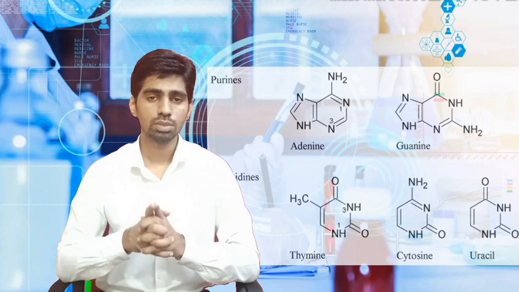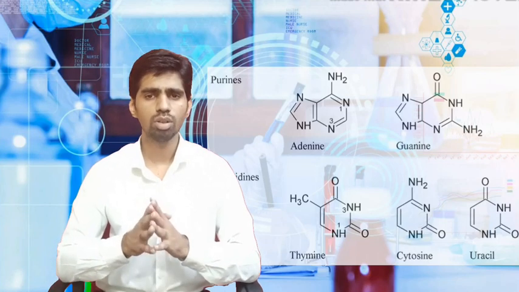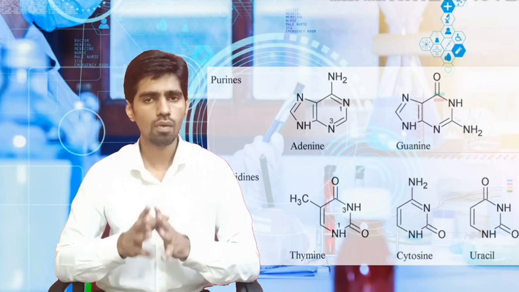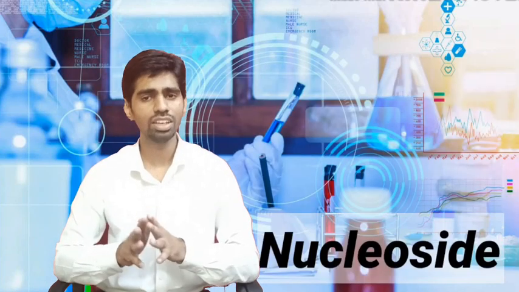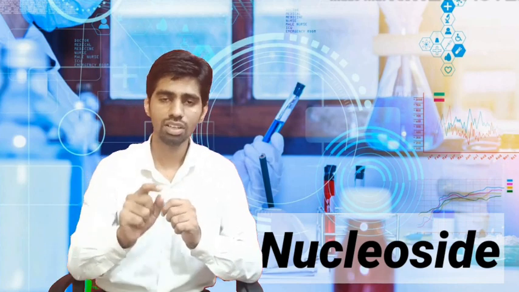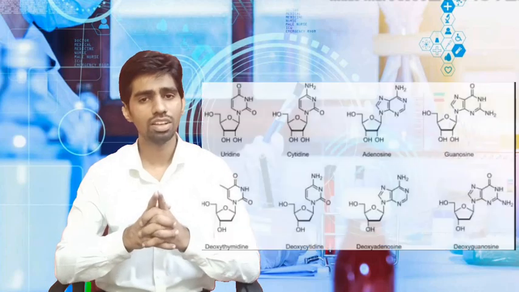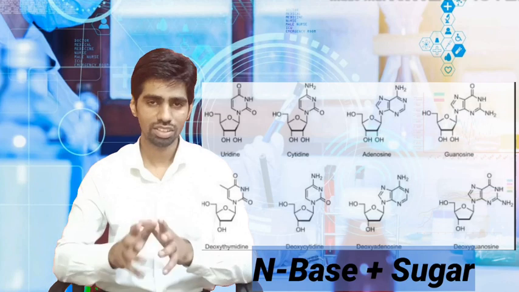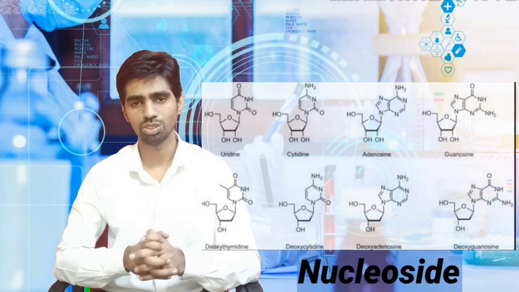Now, both these purine and pyrimidine are collectively called the nitrogen bases. Now, when this nitrogen base covalently combines with the sugar molecule, the structure generated is known as the nucleoside. Okay, there is a difference between the nucleoside and nucleotide. Both are different things. Okay. What is meant by nucleoside? Nucleoside is the structure obtained when any nitrogen base is covalently linked with the sugar molecule. That structure is known as the nucleoside.